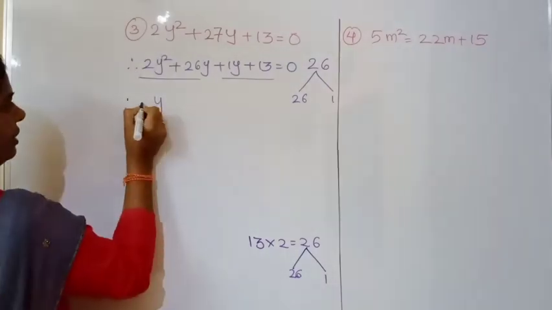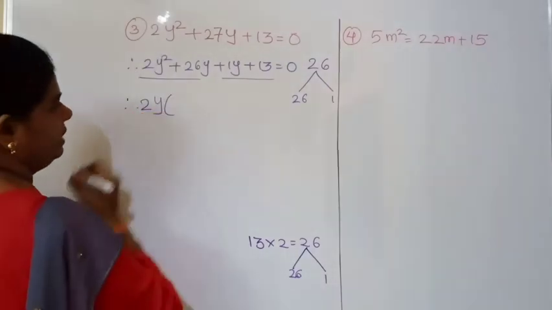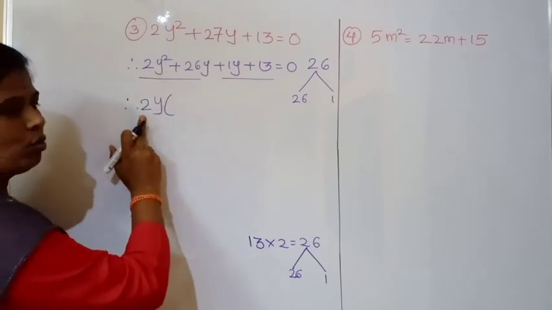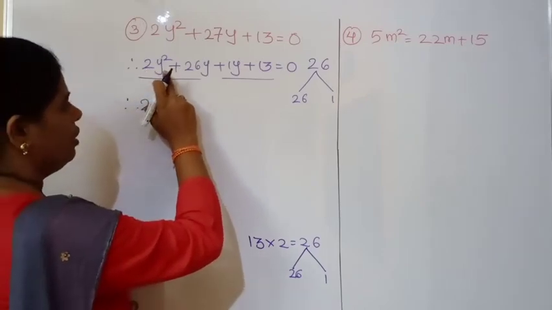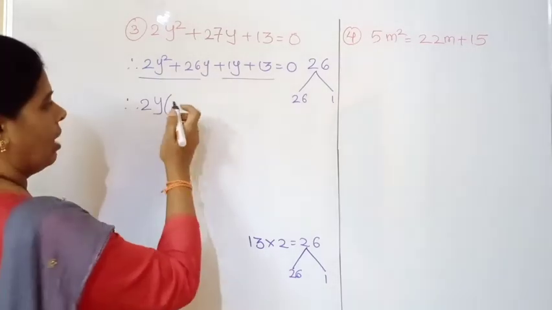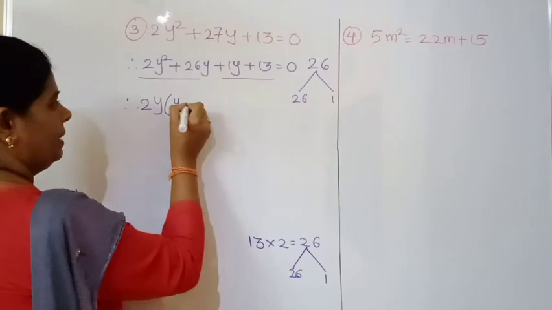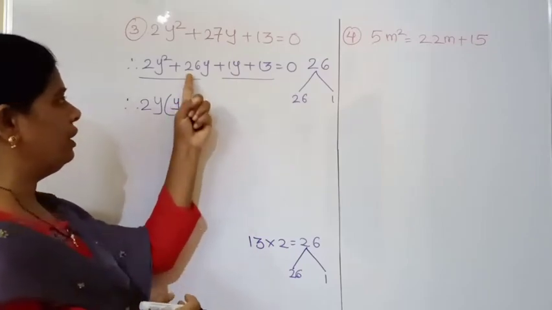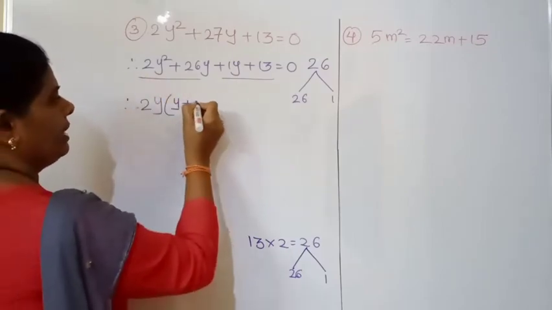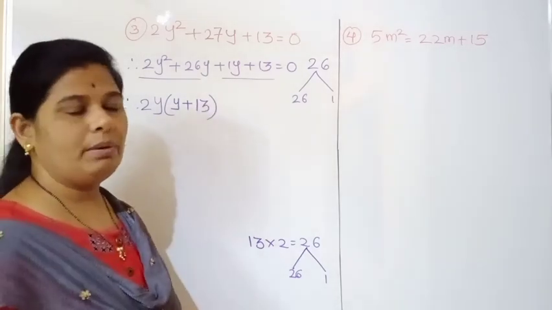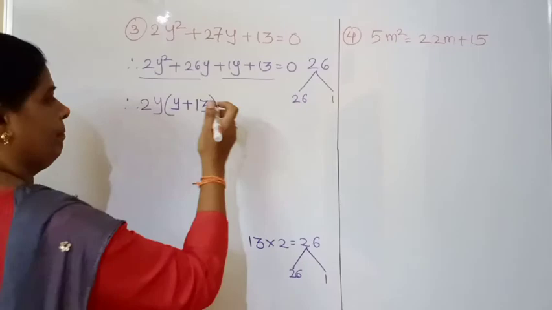Okay, so we will write it here as 2. And inside the bracket what will we get? Here 2 we have already taken common. Here it is y square, from that 1 y we have taken out, so 1 is remaining, that we will write inside. Plus. Now after dividing 26 by 2, we get the answer, that is 13. So inside the bracket it will be y plus 13.